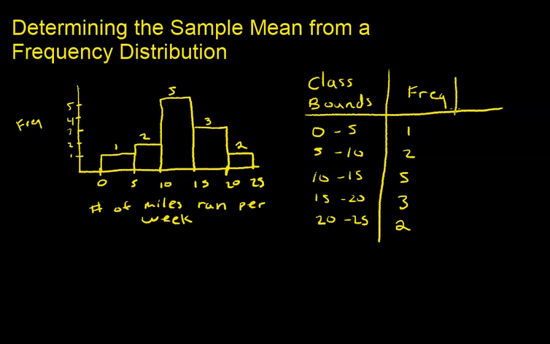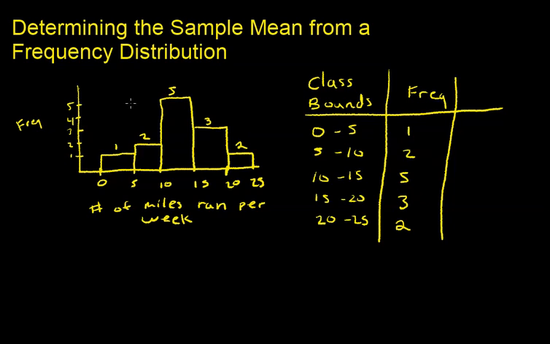Now I'm trying to calculate the mean, so I have all this data. One observation was between 0 and 5, two observations were between 5 and 10, 5 were between 10 and 15. But I don't have the actual data. All I have is that 5 observations were between 10 miles ran per week and 15 miles ran per week. So how am I going to calculate the sample mean if I don't have the data? All I have is this more crude information. It's just saying that 5 people claimed that they ran between 10 and 15 miles.